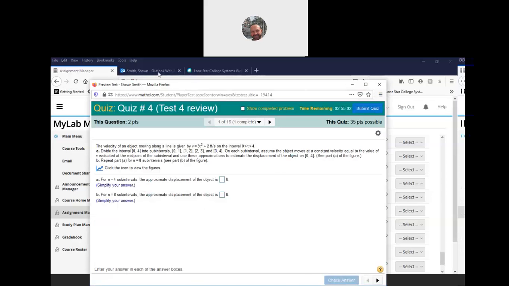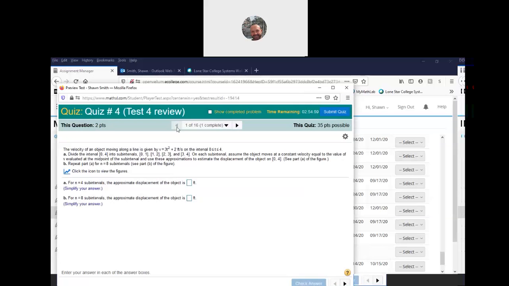All right, again, I'm not going to work out all of these. I'm going to mostly talk more about them. A few of them I will work out. All right, so this is from the review. The velocity of an object moving along a line is given by, okay, on that particular interval from 0 to 4 for t, where t is seconds.